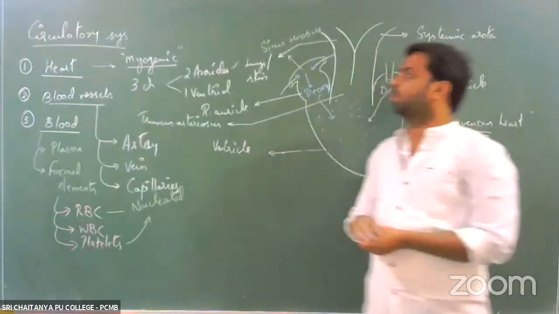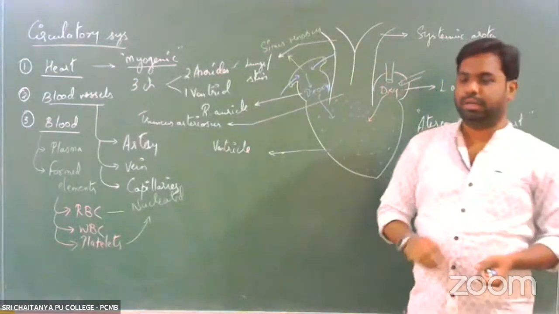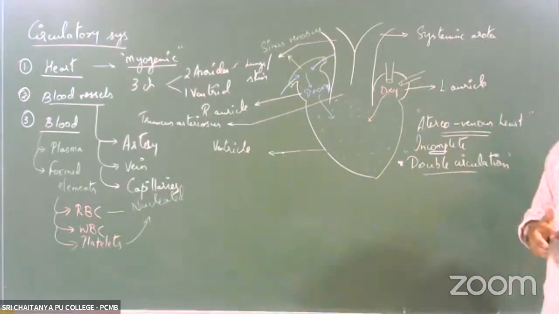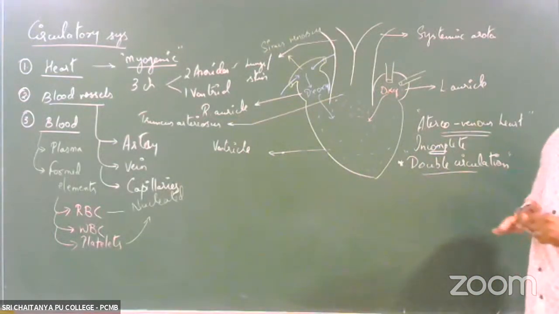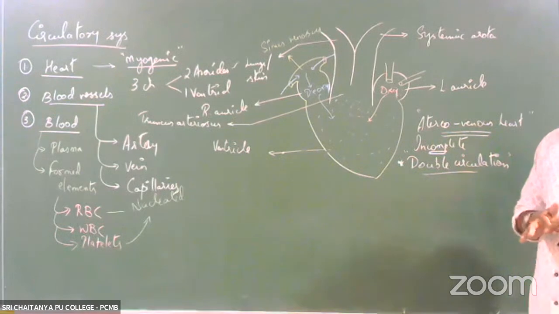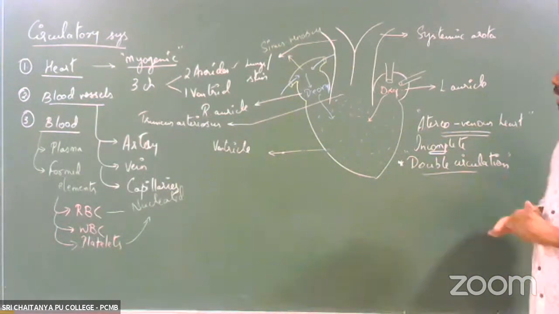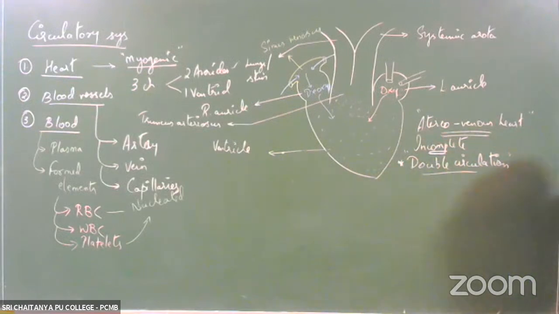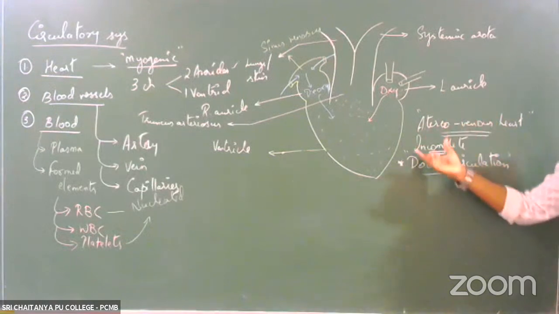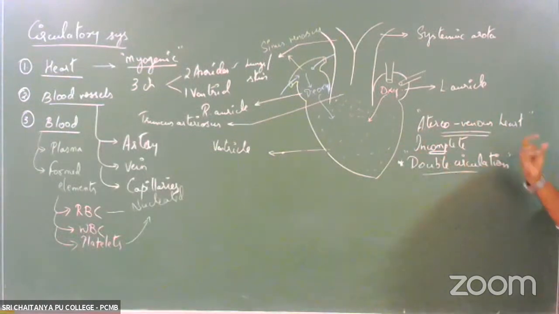So this is what we have with the circulatory system in this organism, the frog. Three major components of the circulatory system in frog: the heart, the blood vessels, as well as the blood. The heart is a myogenic, three-chambered heart, and this is how it looks. It is also referred to as the atriovenous heart, and the type of circulation here is said to be an incomplete double circulation.